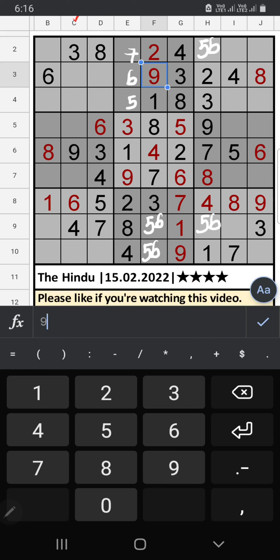Column C and column D we have 4. Second row and third row we have 4. So 4 can't come these cells. Then 4 is confirmed here. Column B we have 1. So 1 can't come these cells. 1 will come any one of the cells, we will confirm later.